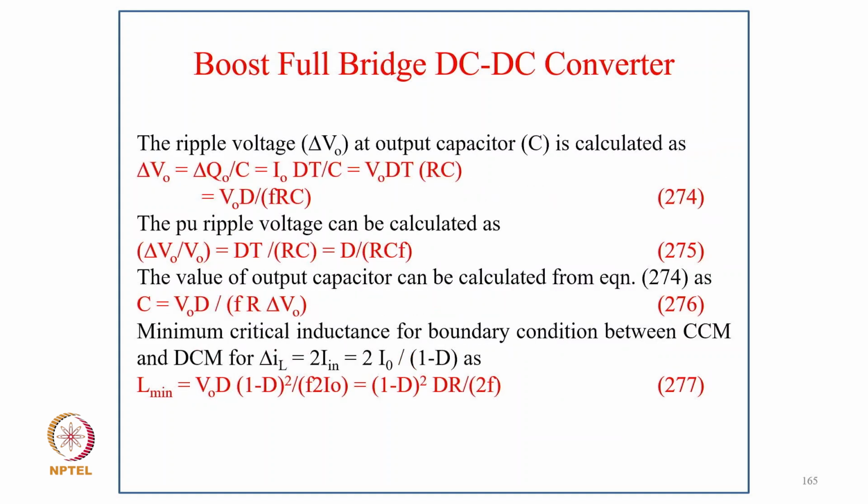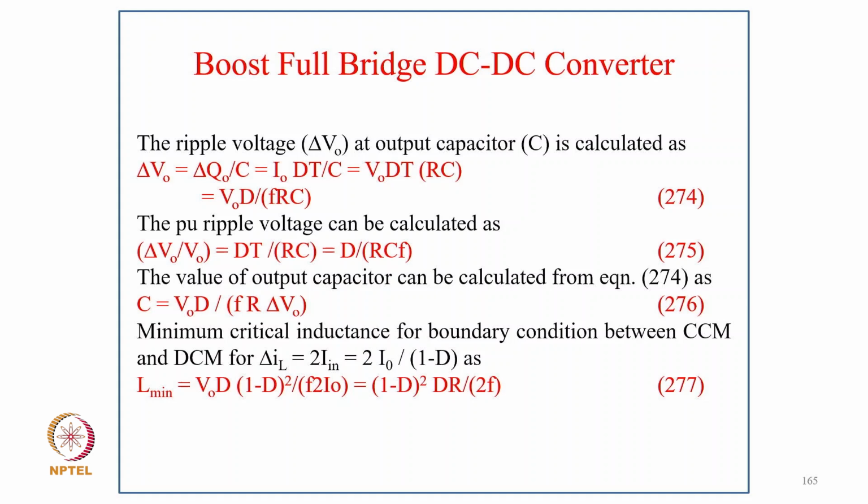So now the ripple voltage at the output capacitor can be calculated: delta V0 equal to delta Q0 upon C, and that is I0 DT upon C, that is V0 DT upon R C, equal to V0 D divided by F R C. And the per unit ripple voltage can be calculated as delta V upon V0, that is DT upon RC, that is D upon RCF, and the value of the output capacitor can be calculated from this equation: C equal to V0 D divided by F R delta V.